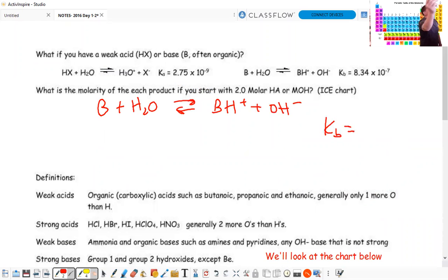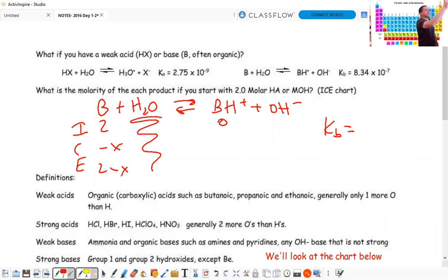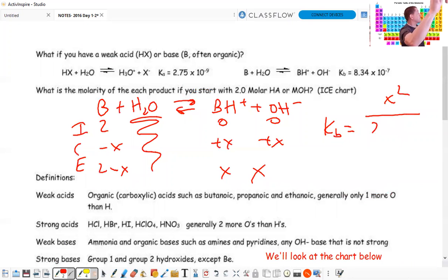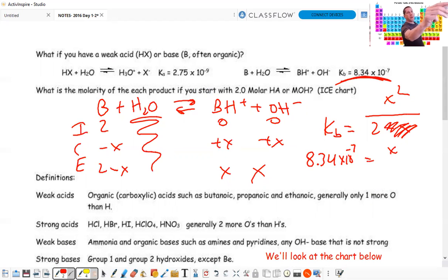Now we have a KB expression. Well, everything's going to be the same. We have an ice chart. Water doesn't matter. 2 minus X, 2 minus X, 0, 0, plus X, X, and X. I'm going to skip the equilibrium expression. Ignore the minus X. So now we have a KB. Once again, it's times 10 to the minus 7 compared to 2. So once again, we're going to ignore that minus X, and it's going to be a valid reason. I didn't do the valid reason. Oops, I'll do it this time. So X is 1.29 times 10 to the minus 3 molar.